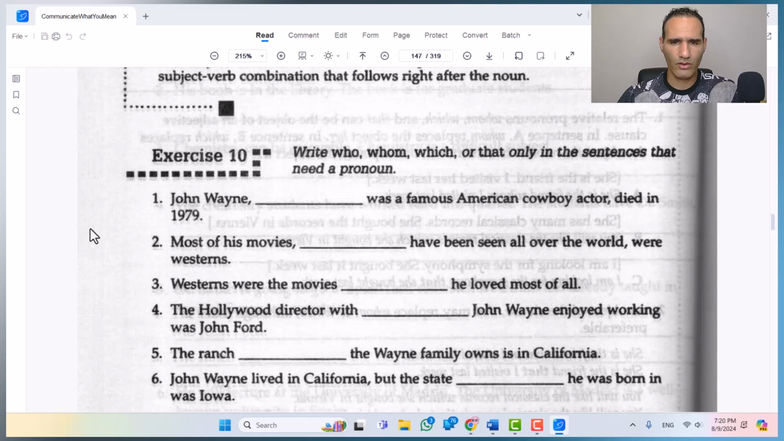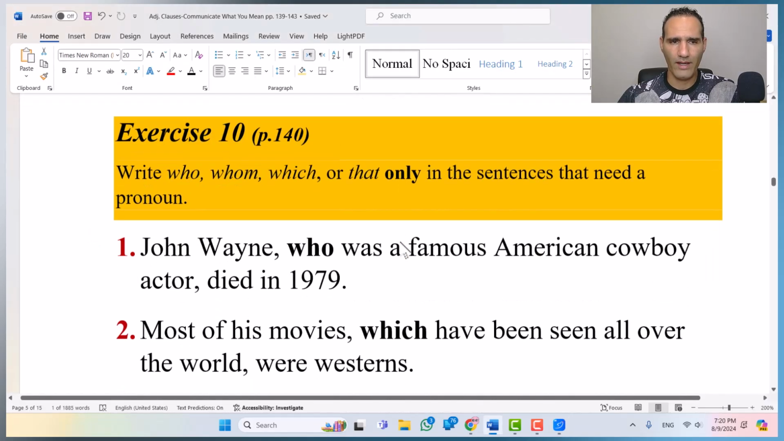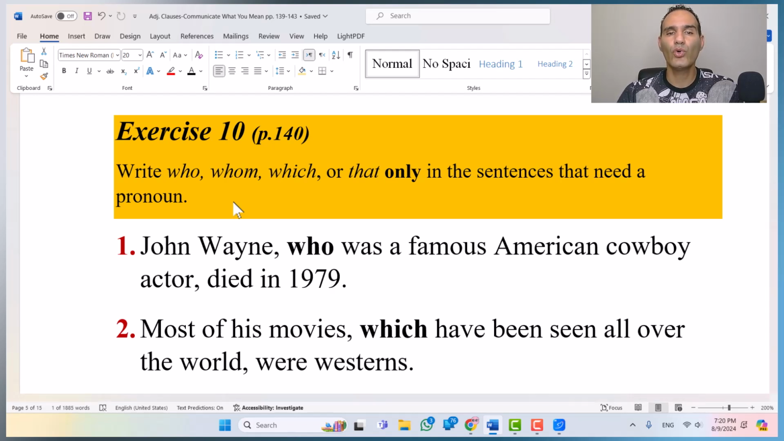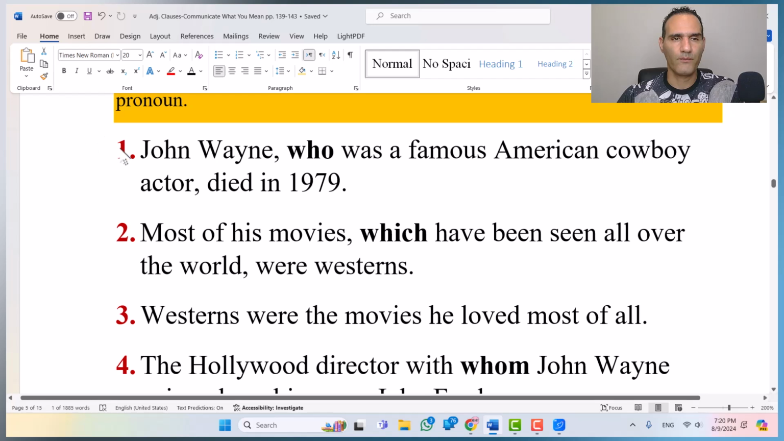Exercise 10, talking about John Wayne. So write who, whom, which, or that only in the sentences that need a pronoun. What does it mean? It means if the adjective clause is subject relative pronoun, put who, whom, which, that. If it is an object, don't put anything. Okay? Number 1, John Wayne.